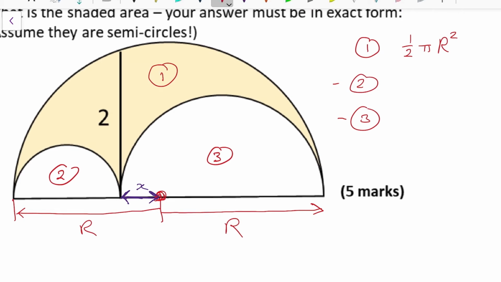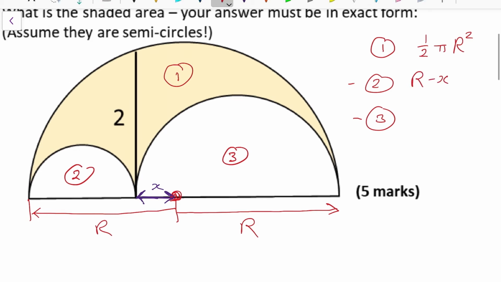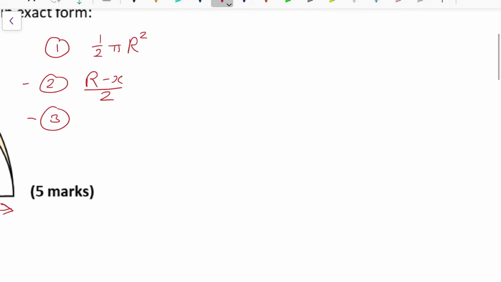And the reason it plays a part is because the diameter of semicircle 2 is going to be the large r minus x, which means the radius is going to be the large r minus x divided by 2. And therefore this means, if I zoom over to here, I must be able to write the area of this semicircle as a half times pi times (r minus x all over 2) all squared.